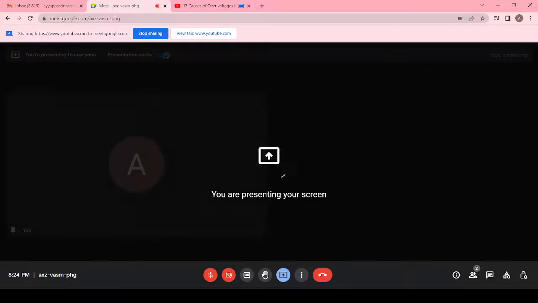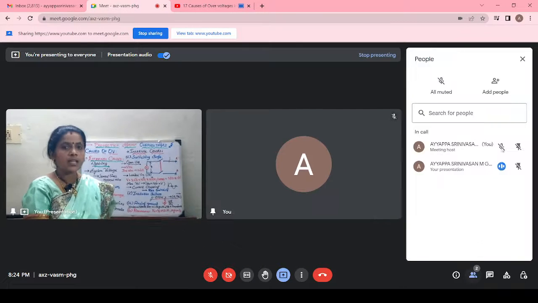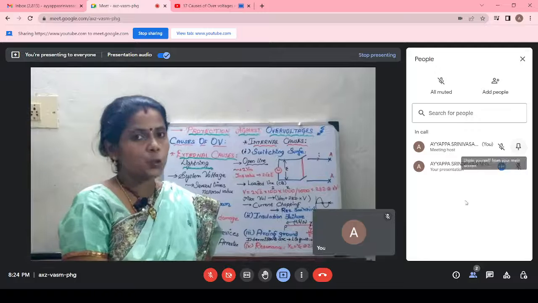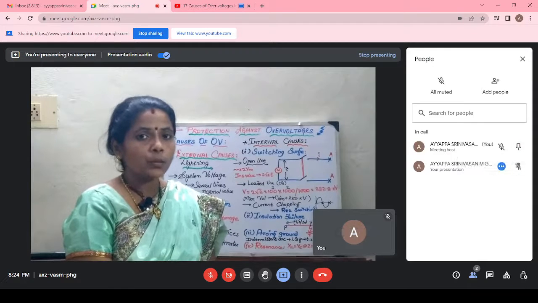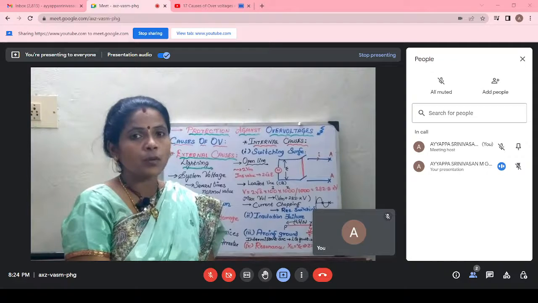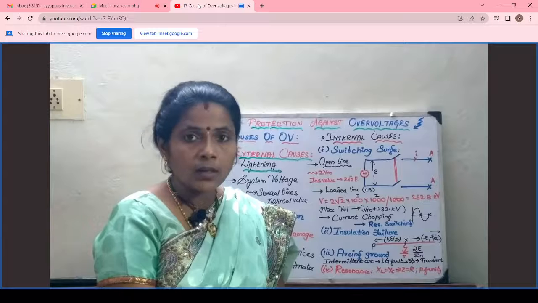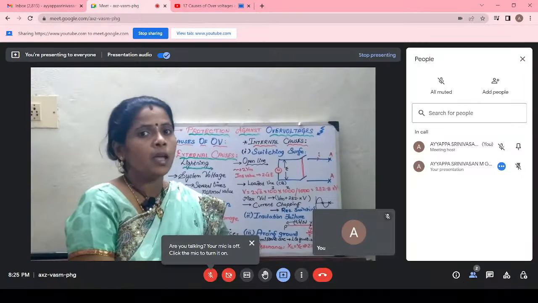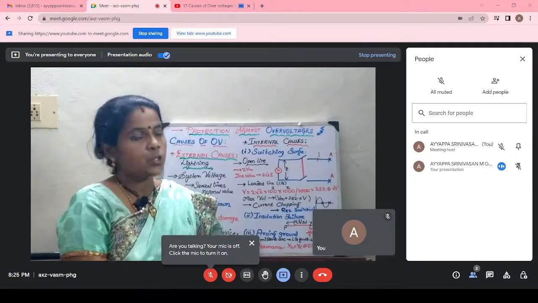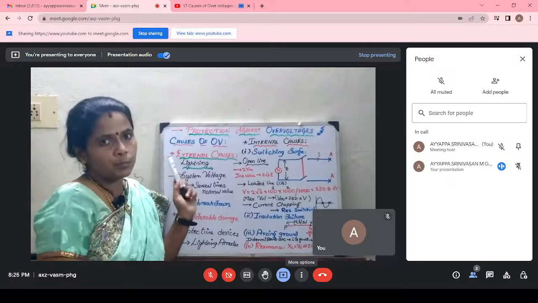We have seen the overview of the lightning waveform, and the necessity of protection against overvoltage. In today's session, we will see the causes of overvoltage. It can be due to internal causes or external causes. When I say external causes, mainly lightning comes in.